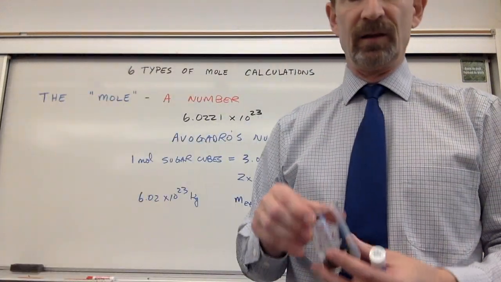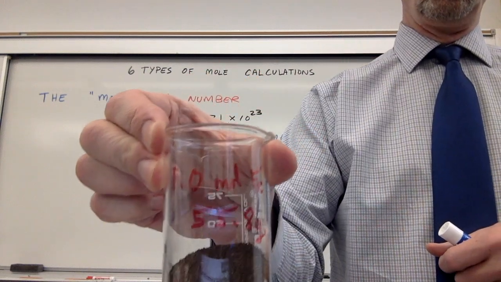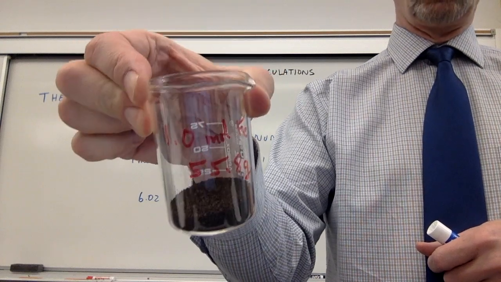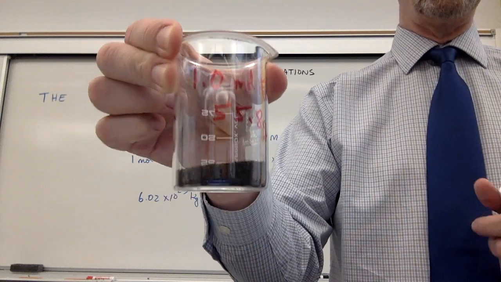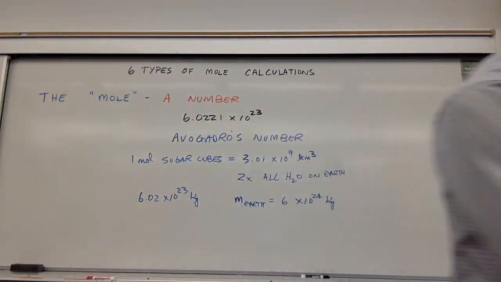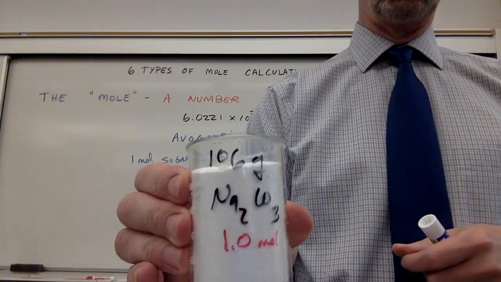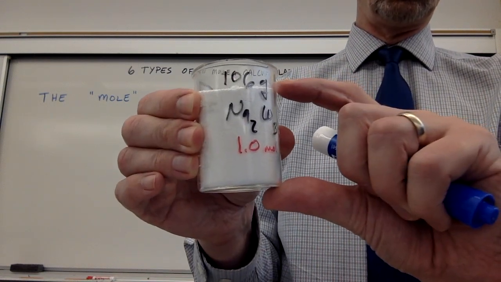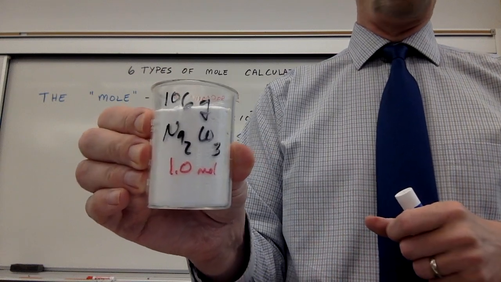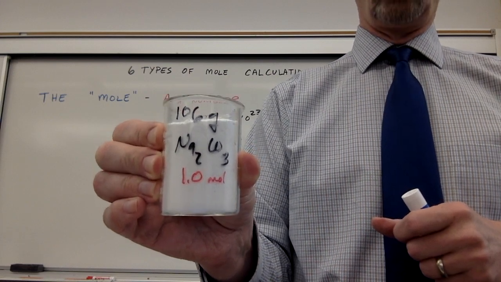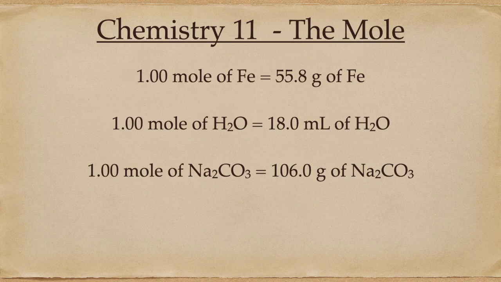If we take a metal, here is 1 mole of iron. It's about 55.8 grams of iron filings. That is 1 mole. That is 6.02 times 10 to the 23rd atoms of iron. Some compounds are a little larger. If I take 1 mole of sodium carbonate, 106 grams, that's how much it is. Weighed these out ahead of time. 106 grams, 6.02 times 10 to the 23rd formula units of sodium carbonate.